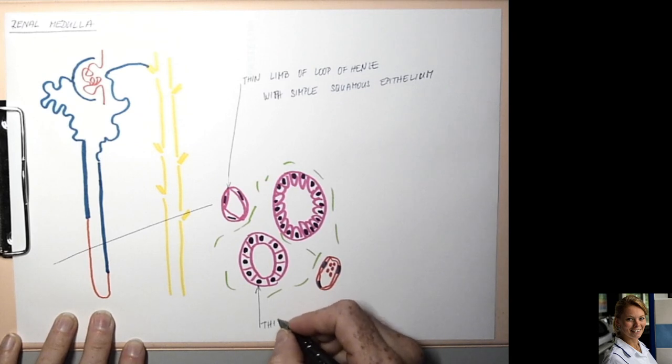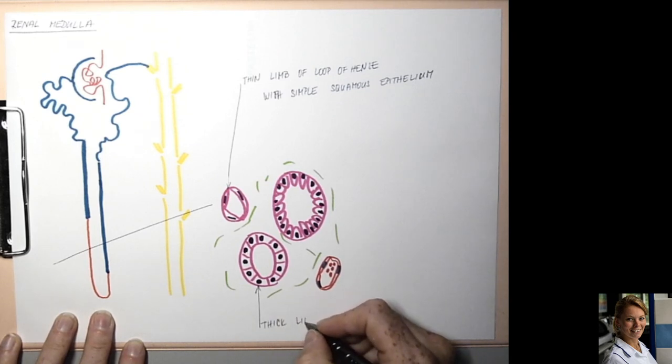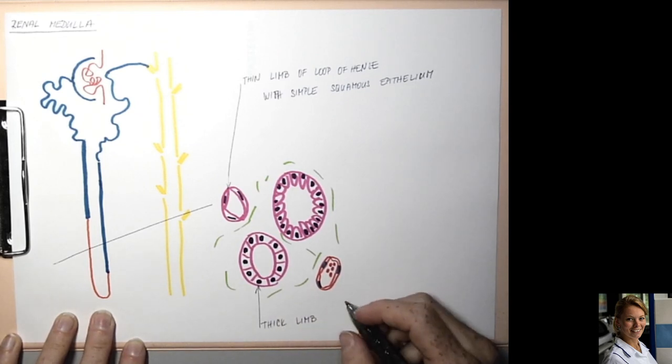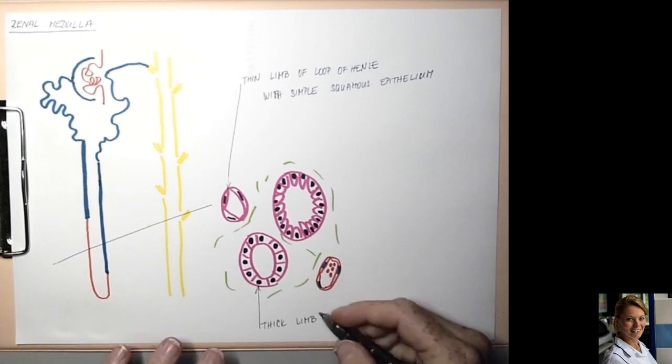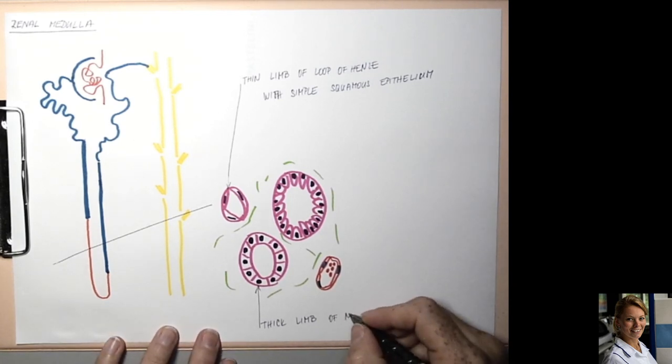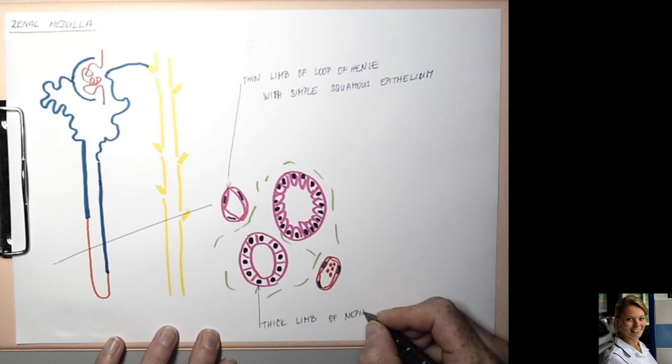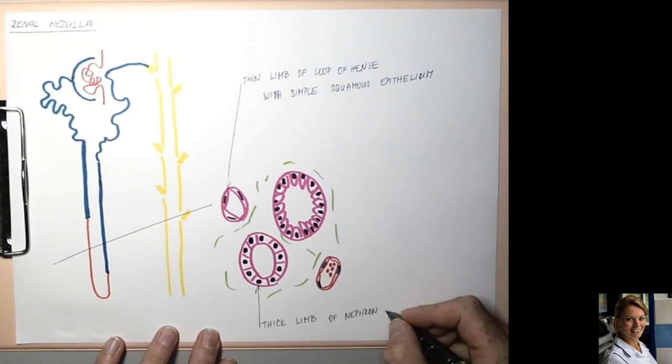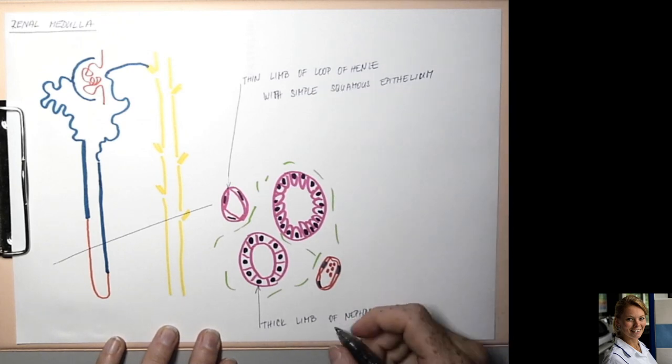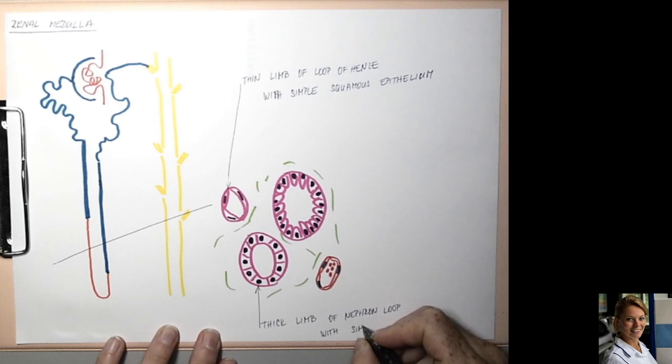This is the thick limb of nephron loop. It means a loop of Henle with simple cuboidal epithelium.